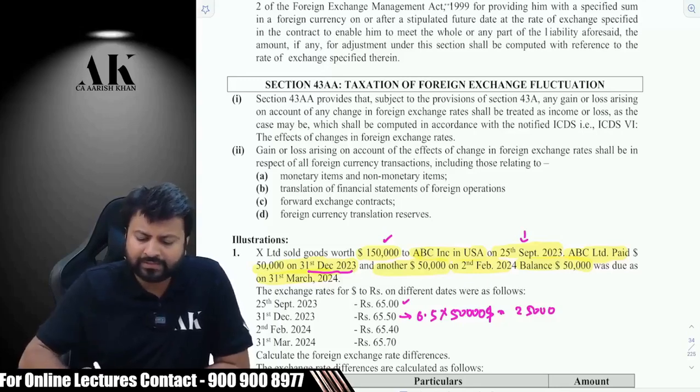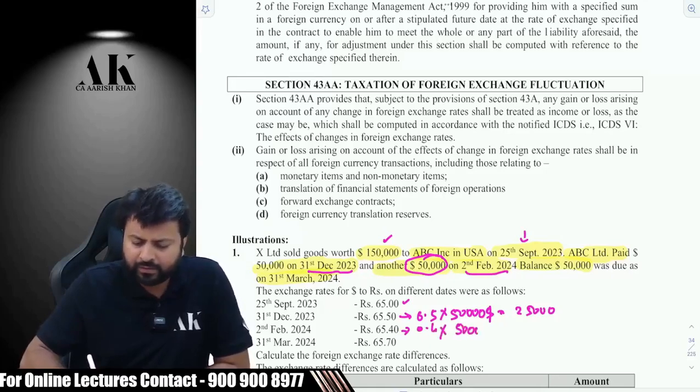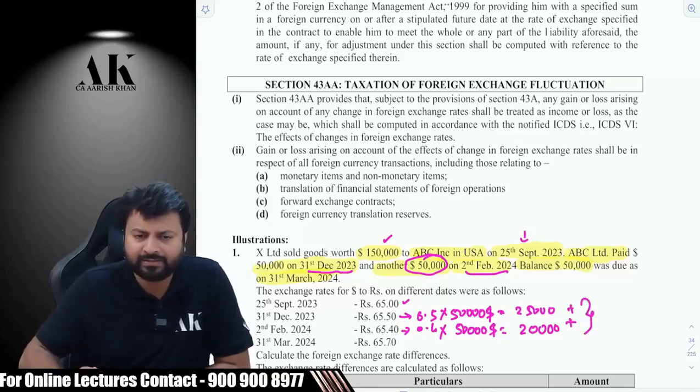Similarly, what is the next event that is happening? $50,000 we are receiving again on 2nd Feb. What is the rate on that date? 65.4. Okay. So now what is the profit? 0.4 is the profit, right? Into $50,000. So again 20,000 rupees is what? Again gain, right? Both the gain will be recognized in the current year itself, right?